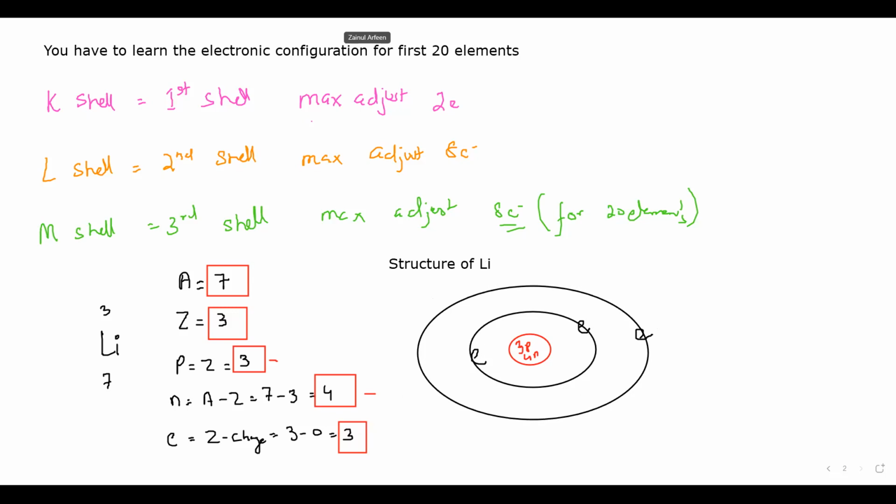How to draw the structure of lithium? Using the electronic configuration, using the number of proton, neutron and electron. Protons and neutrons are there in the center. So we draw them in the center, and electrons are there which are revolving. So we have to arrange total 3 electrons, but in the first shell maximum we can adjust 2. That's why in the first shell we arrange 2 electrons, then we draw the second shell and we draw the third electron in the second shell. Any doubt in this part? The structure of an atom or lithium atom?